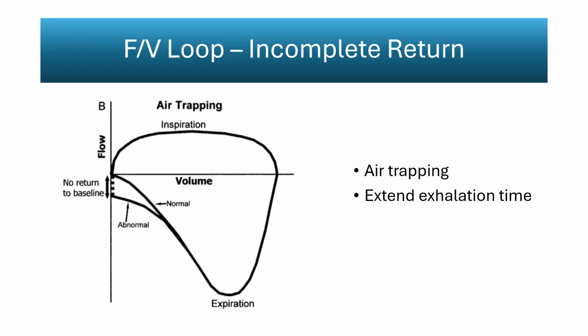The correction focuses on allowing the lung more time to empty. Extending the exhalation period, either by lowering the respiratory rate or adjusting the inspiratory to expiratory ratio, lets passive recoil bring the lung volume fully back to its baseline. Once the expiratory time matches the child's mechanical time constant, the loop returns to a closed figure and the expiratory limb meets the starting point again.